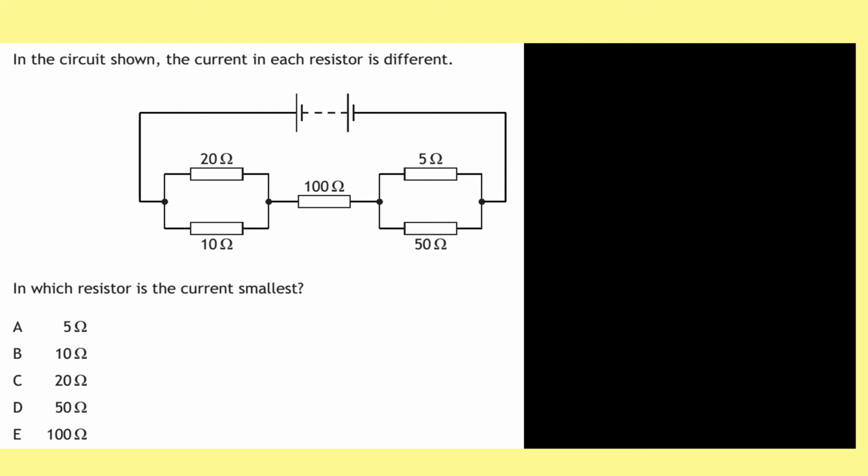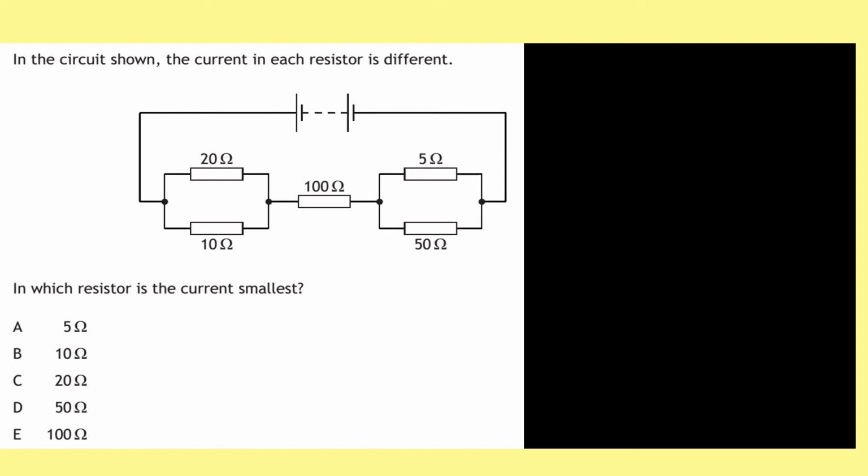In which resistor is the current the smallest? So we're looking at our definition of resistance here first. Remember our current rule, the current is the same in a series circuit. So the same current is going here as is going here. So that current is going to split between these two, 5 ohms, 50 ohms. That same current is going to go through 100 ohms and it's going to split between 20 ohms and 10 ohms.